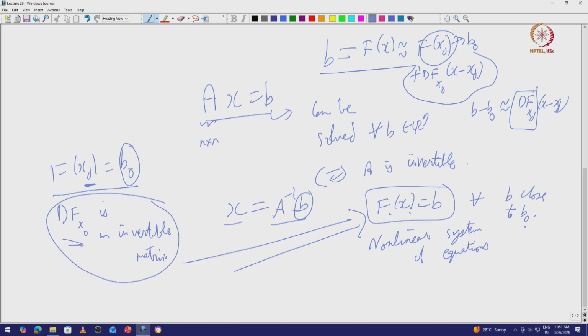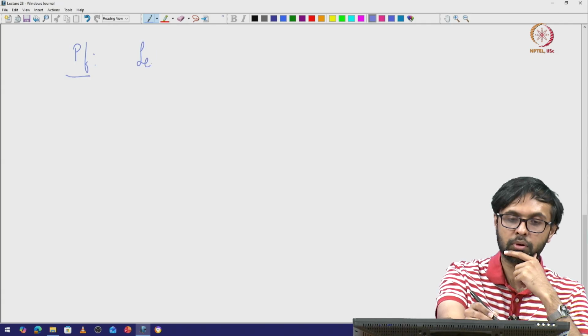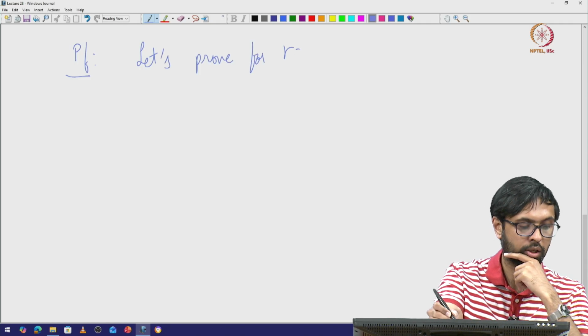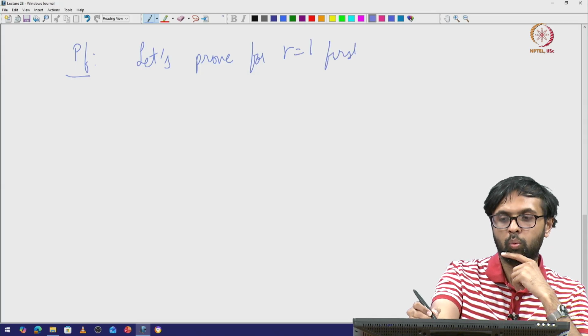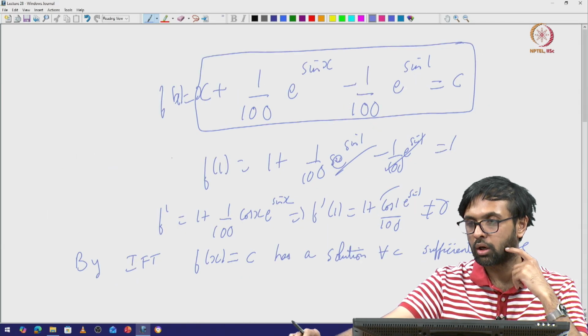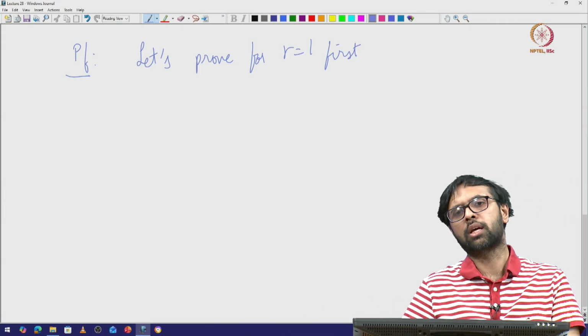Okay. Right. So let us continue with the proof of the inverse function theorem. So this proof is highly non-trivial, as you can very well imagine. So let's first prove it for r equals 1 first. What is r again? Let's go back to the statement; we have not written the statement here, it's written elsewhere. What is the statement again?